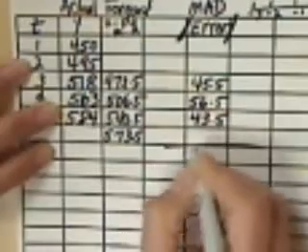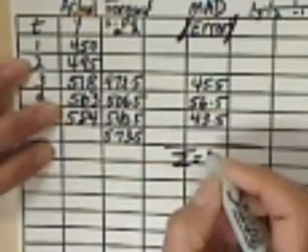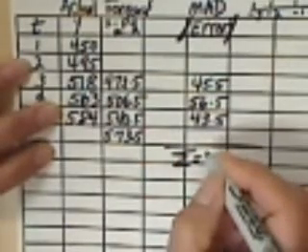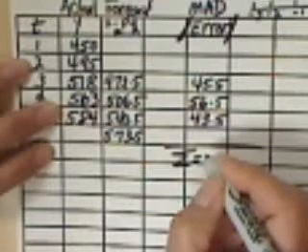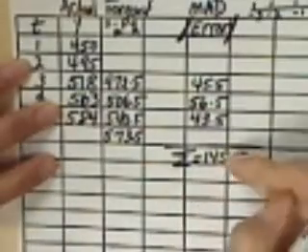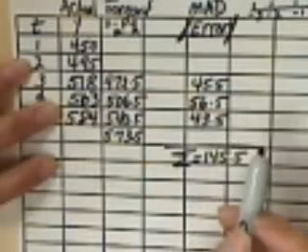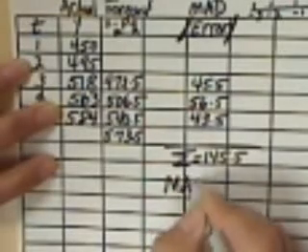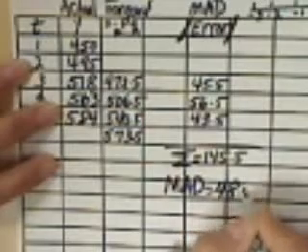If you sum this up, the summation of that column is 145.5. And then if you average that, 145.5 divided by 3, gives you MAD, mean absolute deviation, which is 48.5. So MAD equals 48.5.